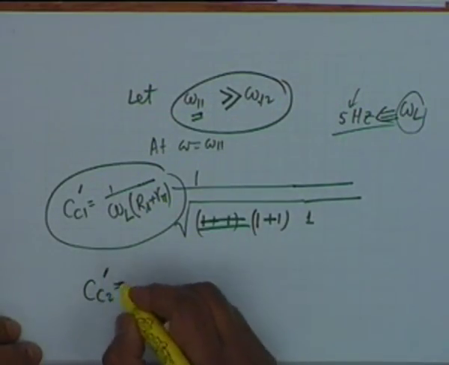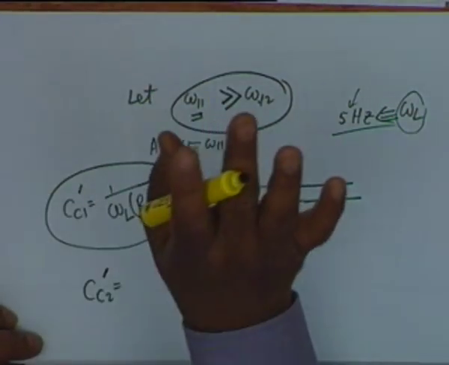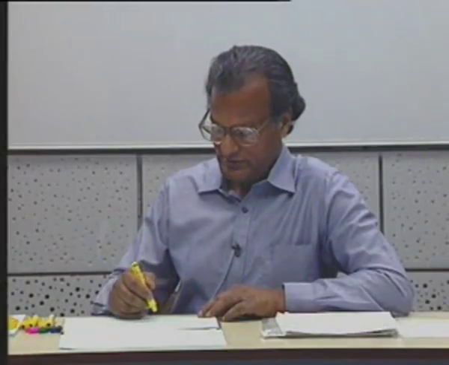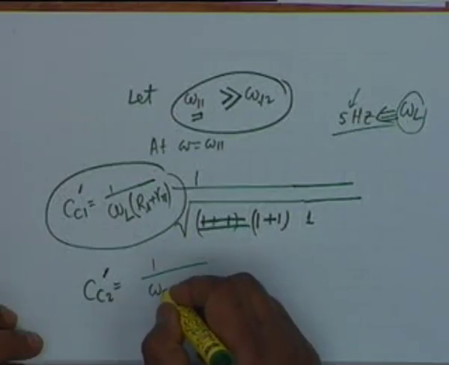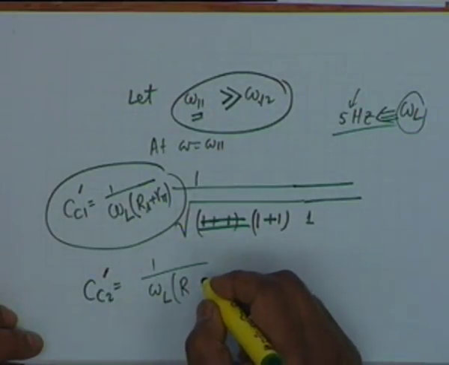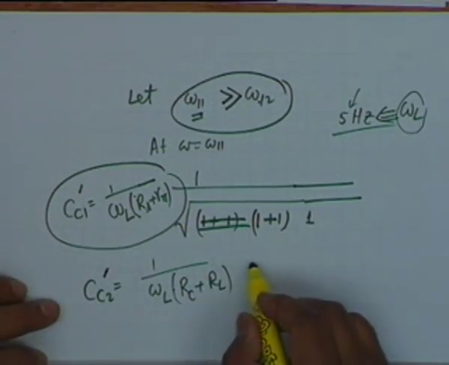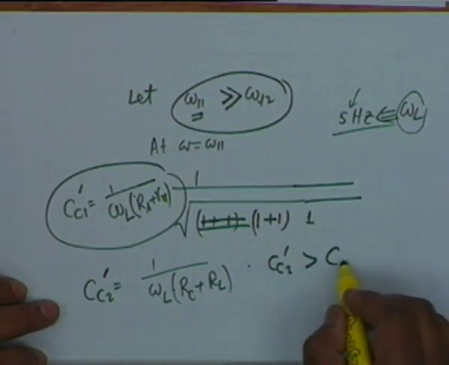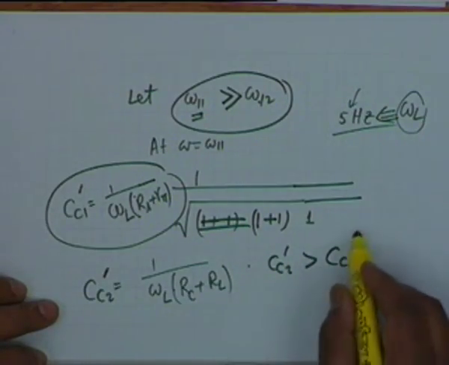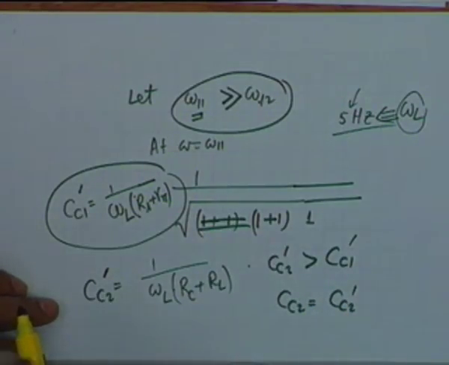How do you find CC2? Note, I am not putting CC2, I am putting CC2 prime, because the design values will be different. All right. So, what I do is CC2 prime I also calculate from the same omega L. I say omega L, what is the resistance as I said? RC plus RL. Then from these two I find out which one is larger. Suppose CC2 prime is larger. If CC2 prime is greater than CC1, then what I do is I put CC2 equal to CC2 prime, whatever the calculated value is.